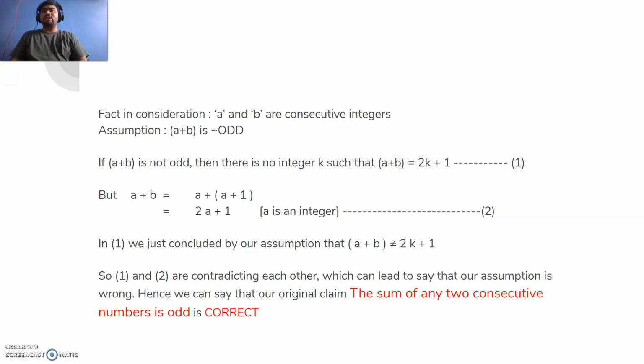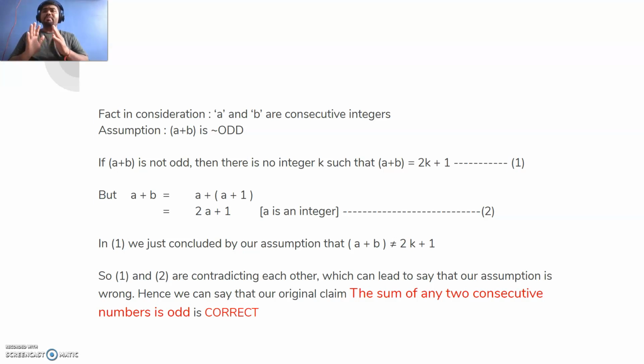The claim is that a plus b is odd, as a and b are consecutive integers. Now the assumption we have to start with is something otherwise than this. So we'll say that the addition of a and b is not odd. I will negate the claim first, so we are negating that a plus b is not an odd integer.